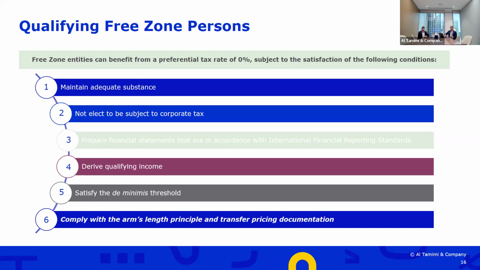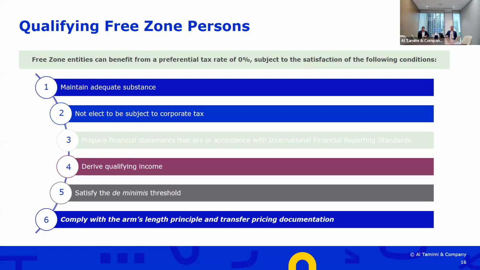Now, in order to qualify as a qualifying free zone person, you're required firstly to maintain adequate substance, which means maintaining adequate assets, employees, and expenditure in the free zone, and that your core income generating activities are performed in the free zone. This is essentially to prevent entities with no substance from incorporating in a zone where there is a preferential tax rate when they don't actually have operations there.